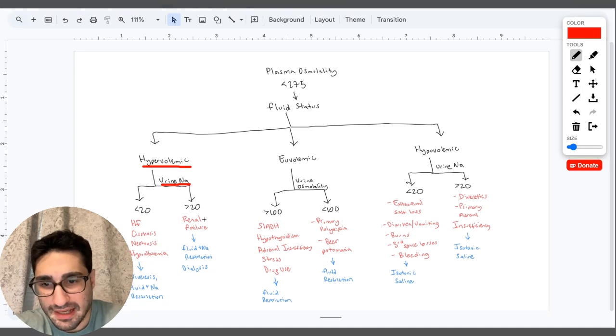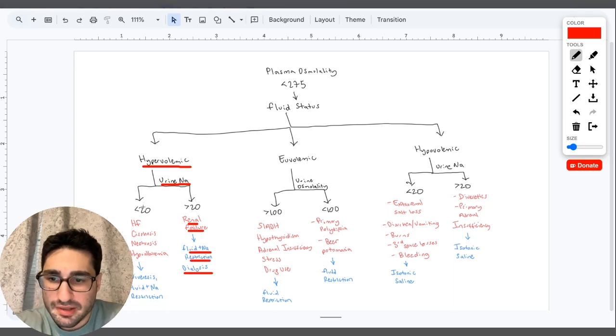And so the cause of their hypervolemic hyponatremia, if we have a urine sodium greater than 20, is renal failure, because the kidneys are not doing their job of retaining sodium when our body is depleted in sodium. To treat this patient, we're going to dialyze them, and we're also going to fluid and sodium restrict them.